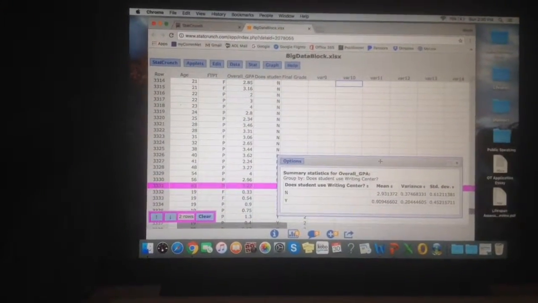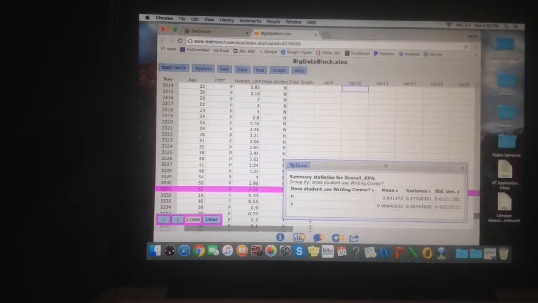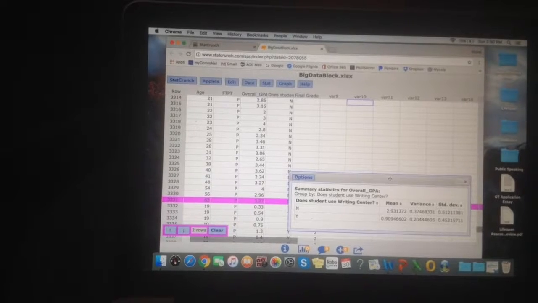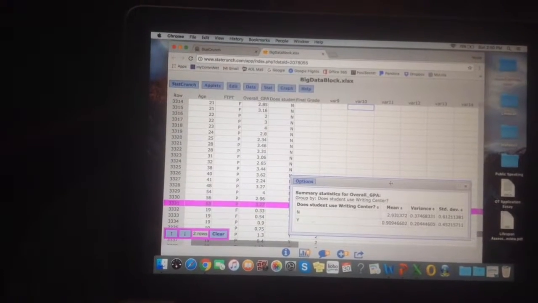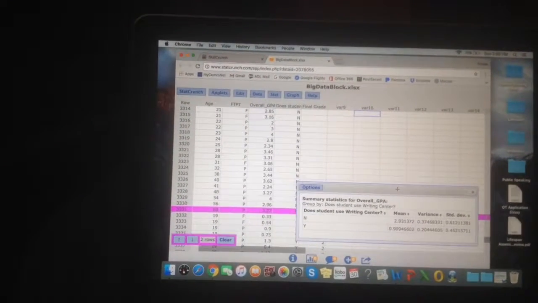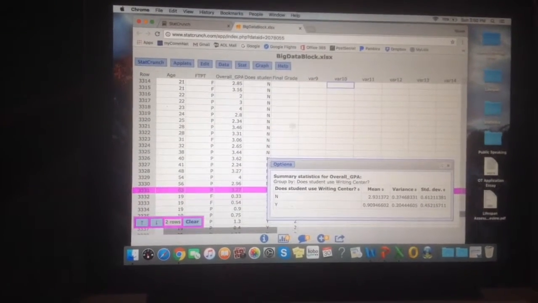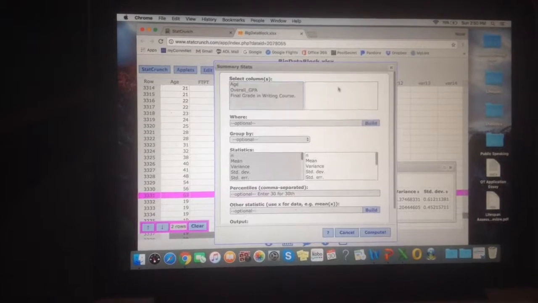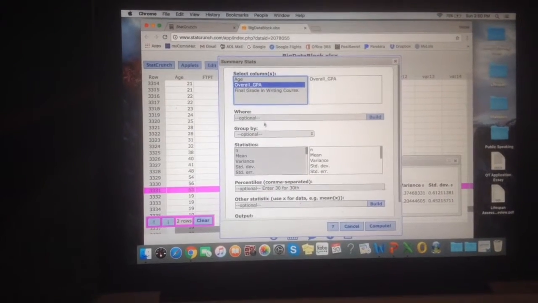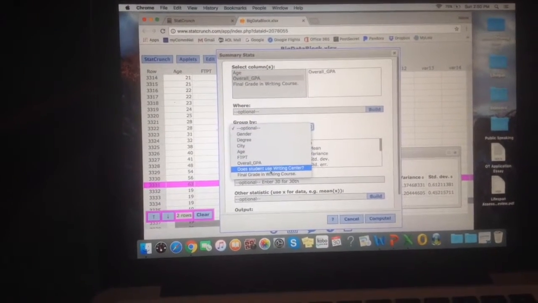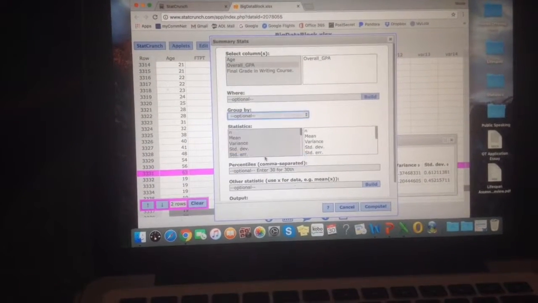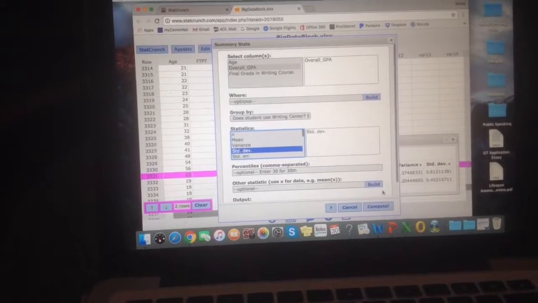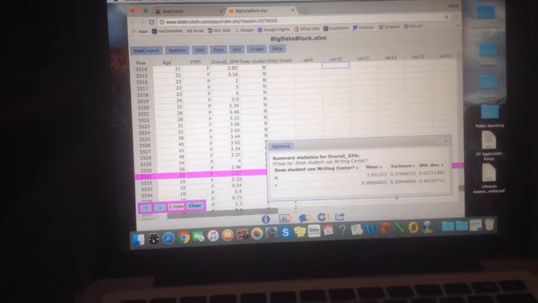So now that we know that the assumptions are satisfied, we want to find the GPA mean and standard deviation for both the students who do not use the Writing Center and those who do. We will do that by going to Stats, Summary Stats, Columns, Overall GPA, and we're going to group it by students using the Writing Center. And then you want to select Mean and Standard Deviation and Compute. I've already done that here.